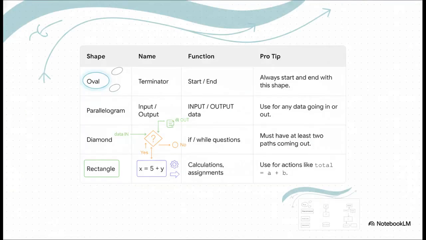Now, to help all of this stick, here's a little cheat sheet. Honestly, the biggest takeaway from all of this is to just know your symbols. Ovals for start and end, parallelograms for any time data is going in or out, and diamonds for any kind of decision or question.